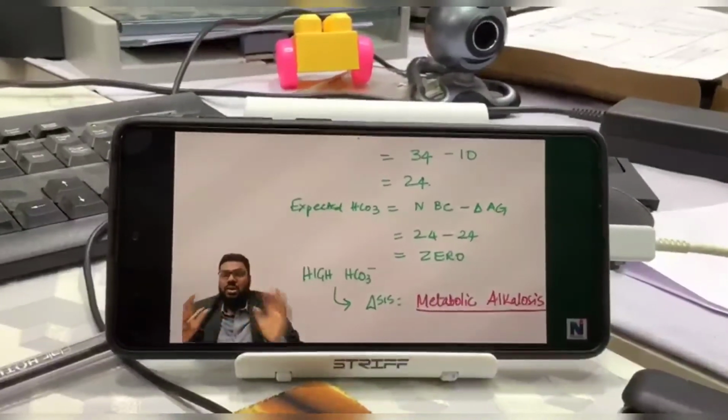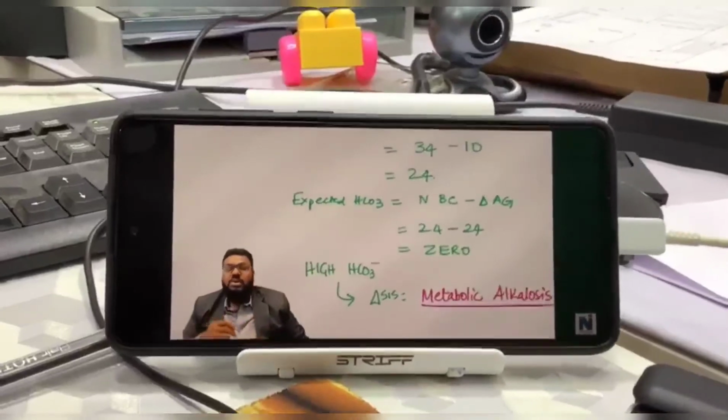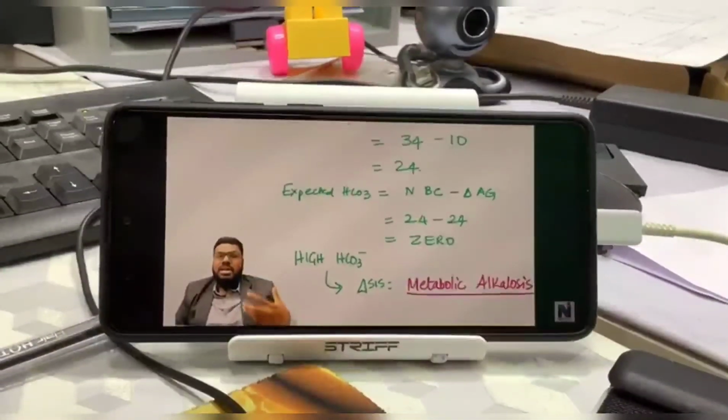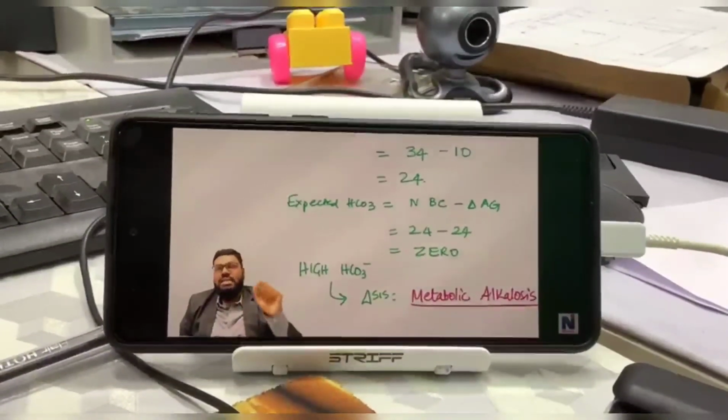So this is all about, in a nutshell, the various acid-base disorders. Hope you have followed the lesson. In the next class, we will be discussing in detail the metabolic acidosis and anion gap calculation, and I'll also summarize with various clinical scenarios.